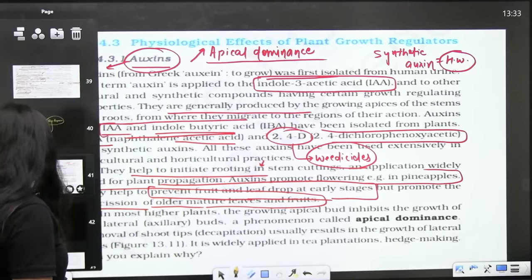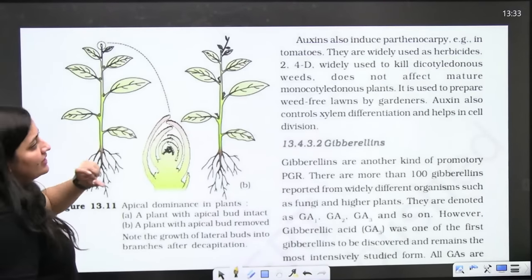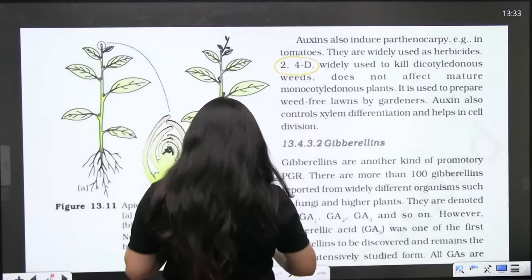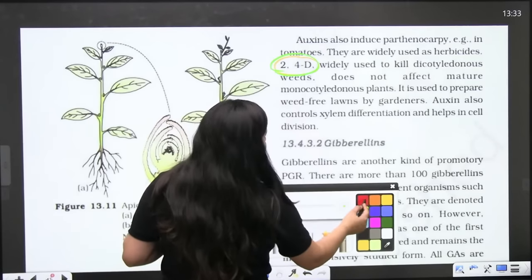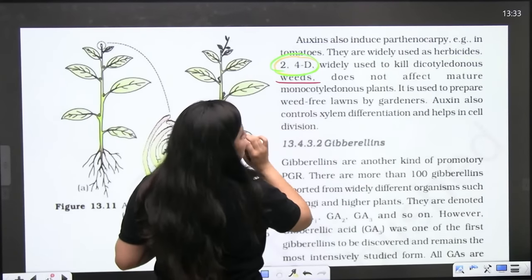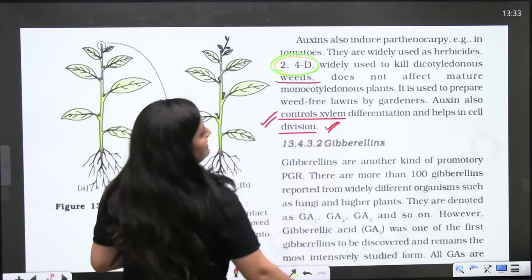Done, bache? So this is about the auxin, and it also promotes parthenocarpy only in the tomatoes. About the 2,4-D, dichlorophenoxyacetic acid, I told you already. So it is going to destroy the dicot weeds, that's all. So auxin also controls xylem differentiation and helps in the cell division.